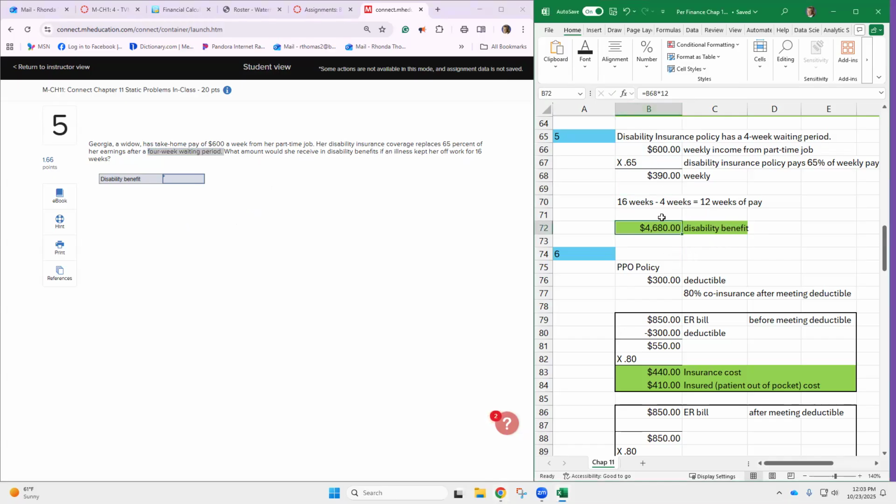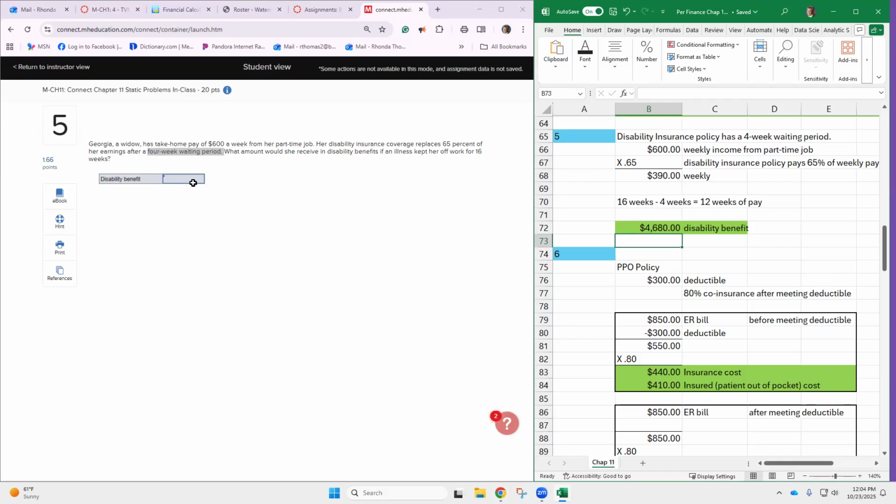She will get 12 weeks of pay. So I've got whatever's sitting here in this cell, which is the 65% of her weekly pay, times 12. It looks like over those 12 weeks, she'll get about $4,680. Okay, so that's better than nothing.